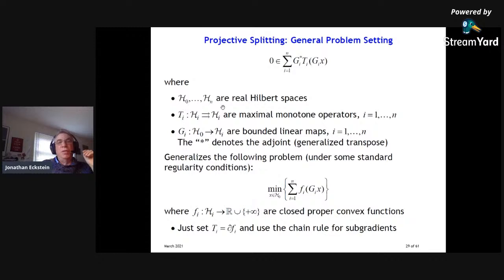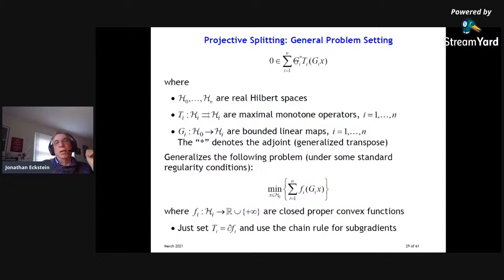We have n+1 Hilbert spaces. On the last n of them, we have these maximal monotone operators, and I have some bounded linear maps that map from this H0 to these Hi. Okay? And I look at this problem. I have some x that's here, I apply the bounded linear map to get into the space for this operator, I apply the operator, then I apply the adjoint of the map.